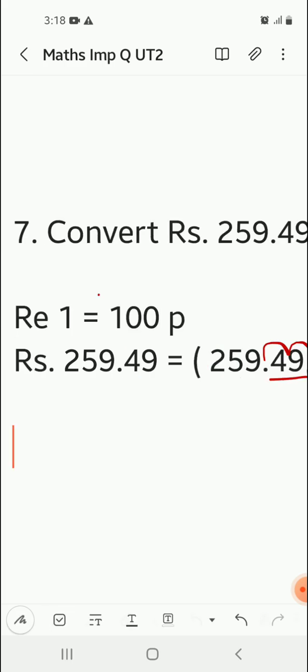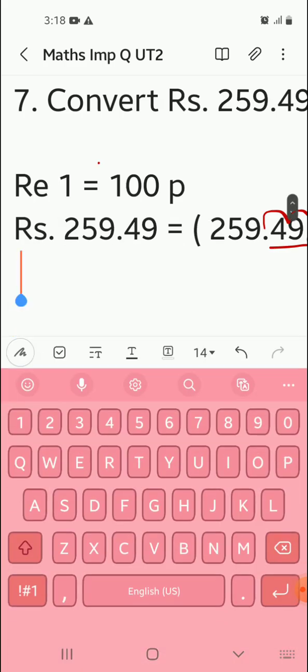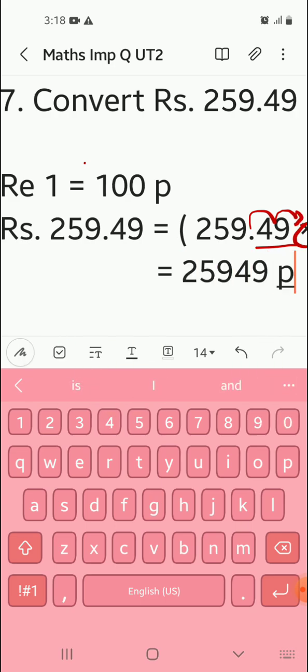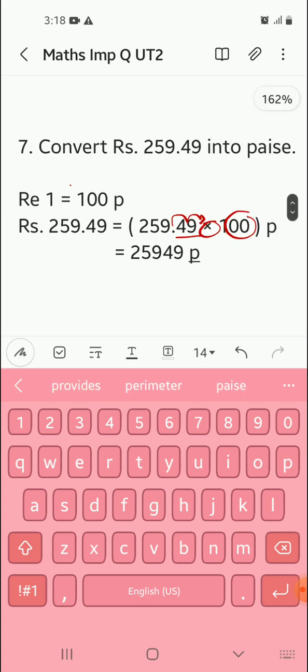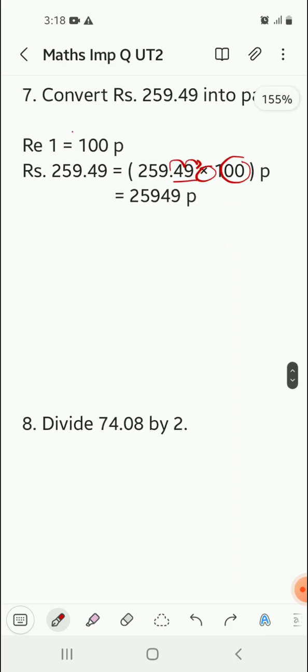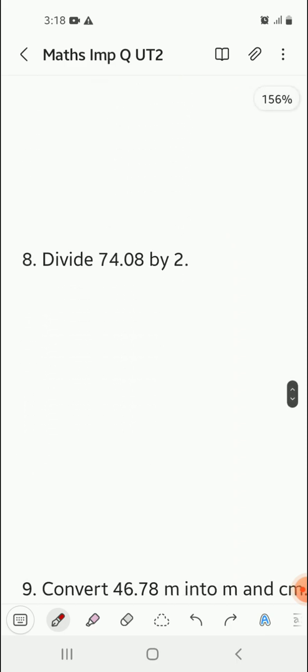So my answer becomes 259.49 becomes simply 25949 paise. Remember to remove the rupees sign and put the paise sign. This is very important, the unit. So my answer will be 25,949 paise. Moving on to the next question.